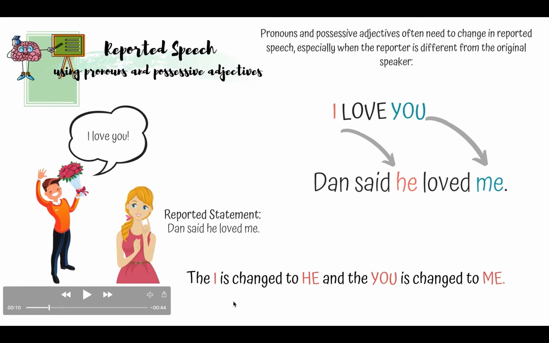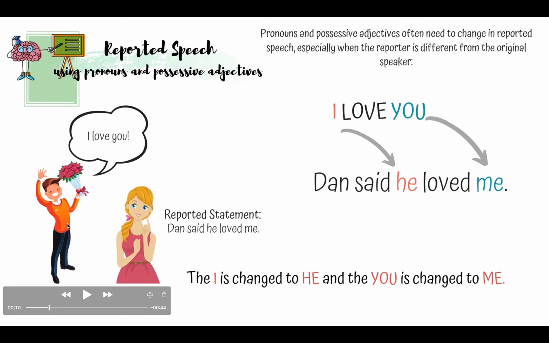Okay, so pronouns and possessive adjectives often need to change in reported speech, especially in the cases where the reporter is different from the original speaker. So let's have a look at these two lovely people.